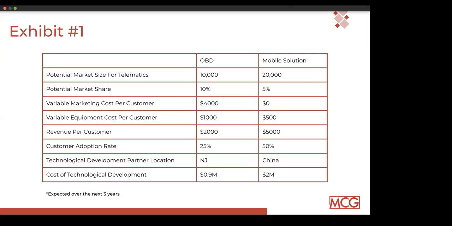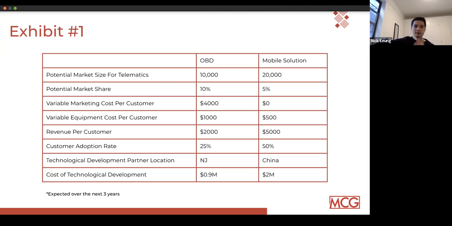Given the market size, we know that if we're focusing just on OBD, there's 10,000 possible consumers, and then we multiply that by the price per unit, which would be the revenue per customer, which would get us 2,000. So multiplying 2,000 times 10,000 would get us... hold on, I don't know how.